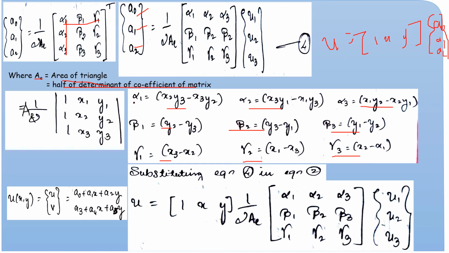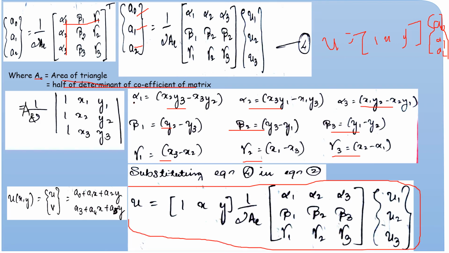So when you substitute this a0, a1, a2, that is this one, in equation 4, this is what you get, and this is what you get. Now we have to simplify this. We have to multiply this with this, this with this, this with the third column. We'll do that.